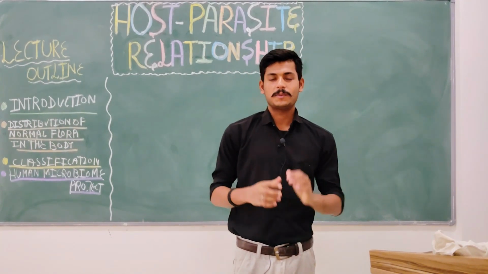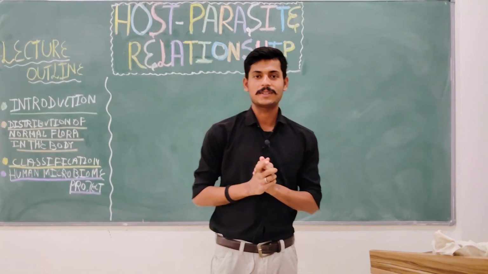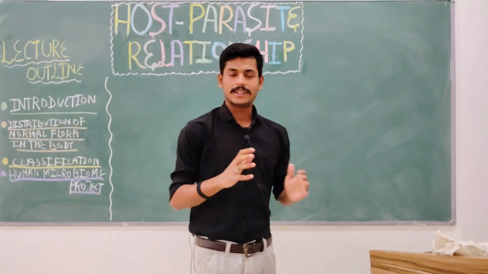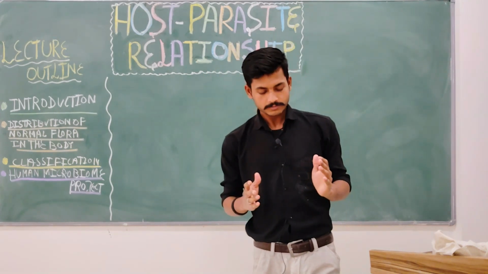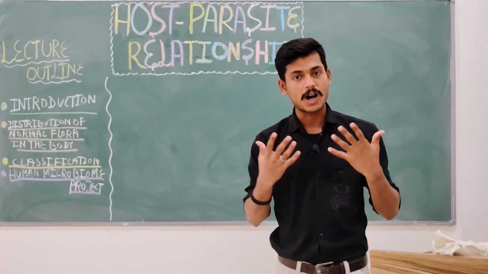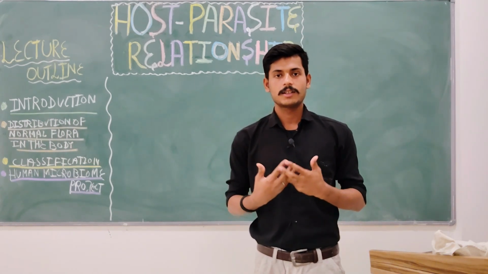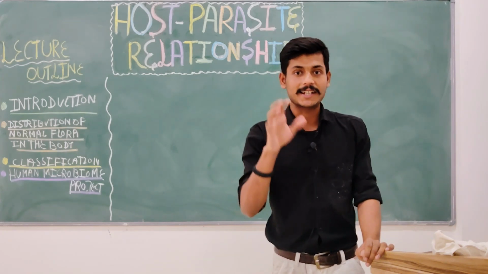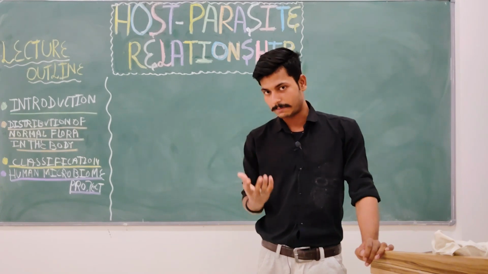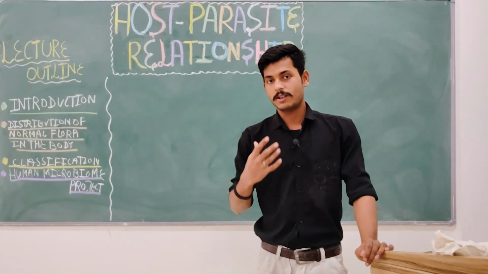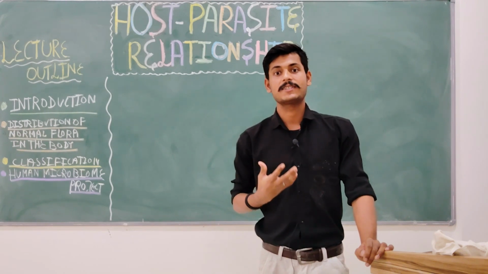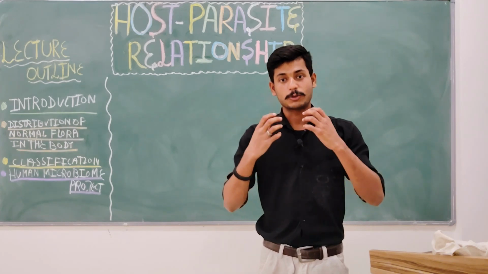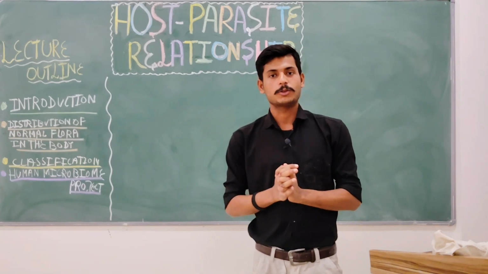Today we will start one chapter, and the chapter name is Host Parasite Relationship. Under this chapter we will discuss how the pathogens enter the body, and how they cause disease, meaning how they attach to human body parts. We will also see the pathogenicity as well as the virulence. The disease producing capacity is called pathogenicity. We will also deal with the pathogens.